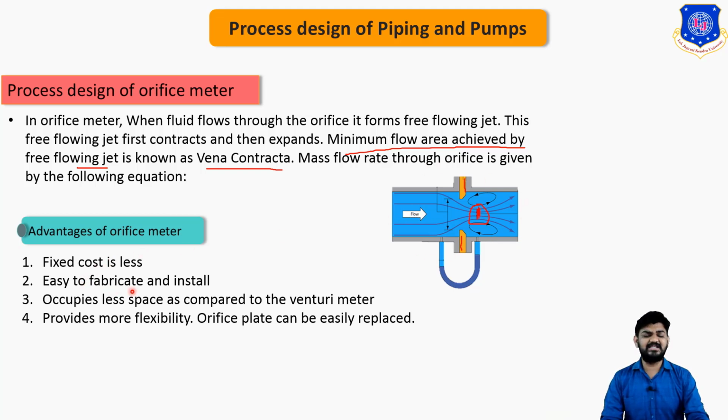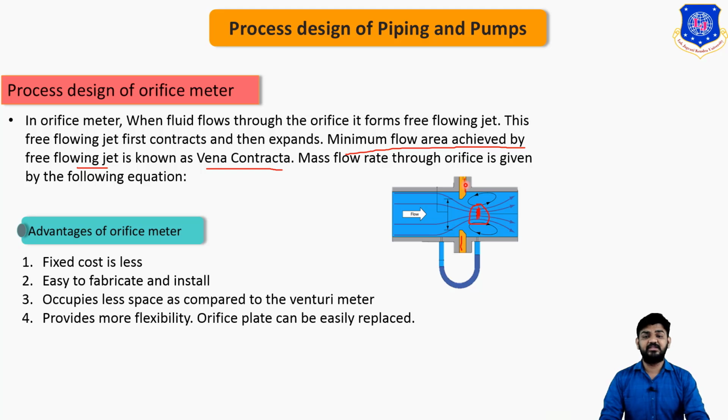Then it is very easy to fabricate or install, right? We can easily insert such a setup in each and every pipe, since it is very simple. Now, it occupies very little space compared to the Venturi meter. The Venturi meter generally occupies larger space than this particular type of meter. This meter requires very little space, right?